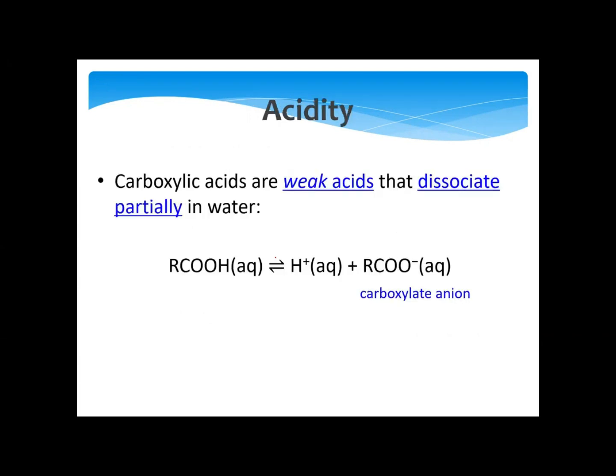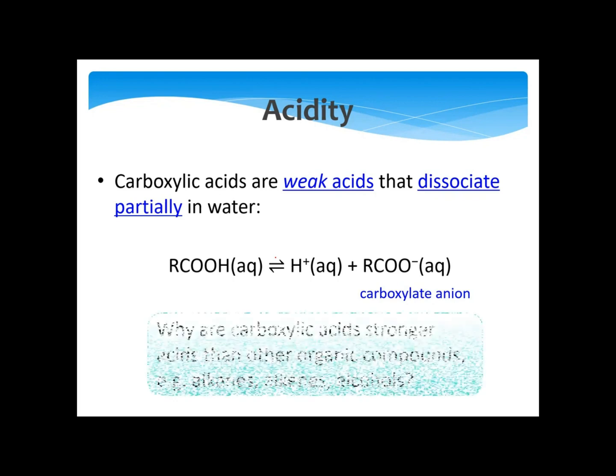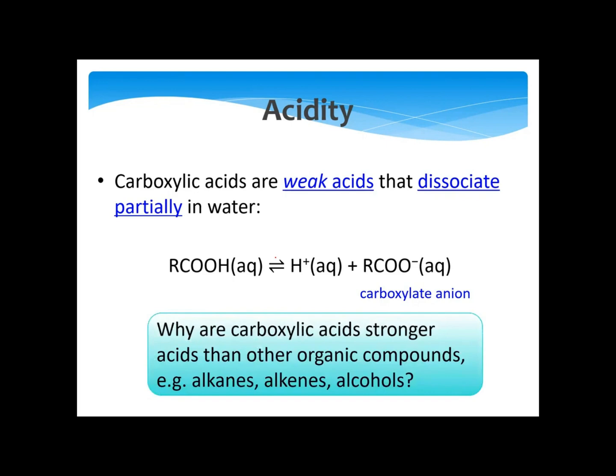Carboxylic acids are weak acids that dissociate partially in water. Earlier I mentioned that in water they will form RCOO minus, which we call the carboxylate anion. When we say that they are weak acids, however, they are still considered stronger acids than alkanes, alkenes, and alcohols. They are weak in comparison to HCl and H2SO4, where carboxylic acids are definitely weaker acids. But now we take a look at comparing the acid strength with other organic compounds.